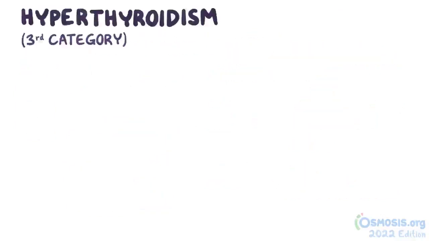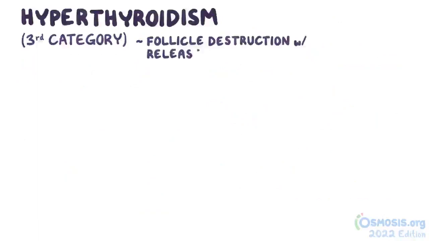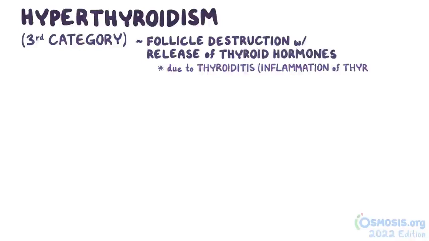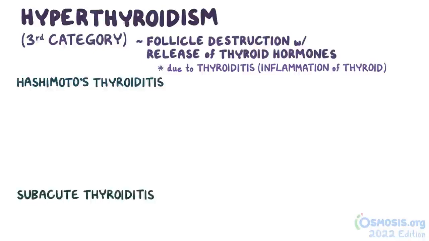Okay, now a third category of hyperthyroidism is because of follicle destruction with release of thyroid hormones due to thyroiditis, or inflammation of the thyroid gland. There's many kinds of thyroiditis, but we'll refer to 2 that can cause hyperthyroidism: Hashimoto's thyroiditis and subacute thyroiditis, which is also called De Quervain's thyroiditis.